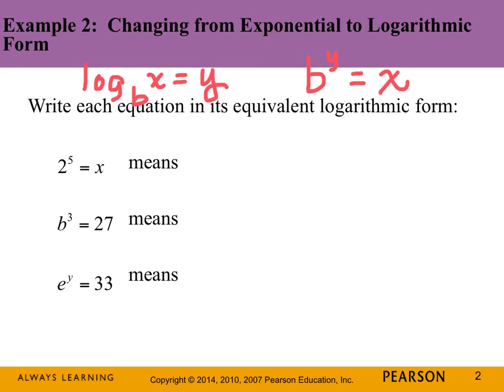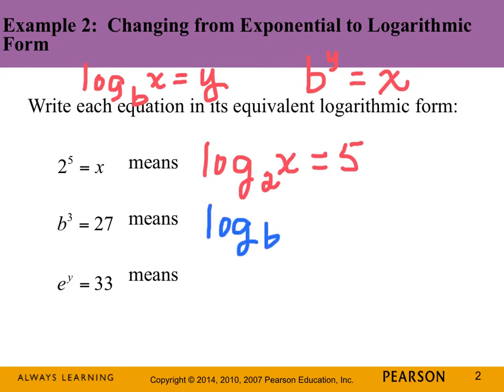If we are given 2 to the 5th power equals x, to rewrite that in log form, we would write log base 2 of x equals 5. Okay, next we have b to the 3rd equals 27. Give you a second to think how you might write that. Okay, in log form, you'd write log base b of 27 equals 3.